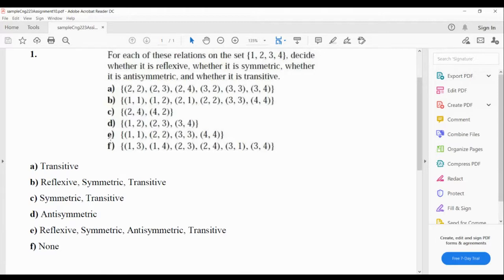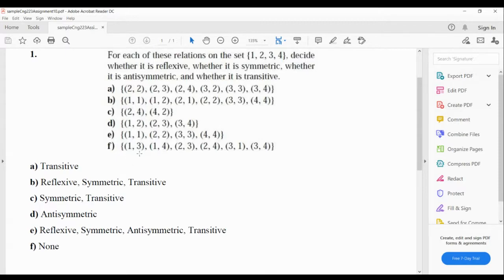For part E, we can see that the first element and the second element are exactly the same. It doesn't matter. Still, this is reflexive, because for each element you can see that the second component is equal. It's already there. We have a pair with the same element for the first and second component. So yes, part E is reflexive.